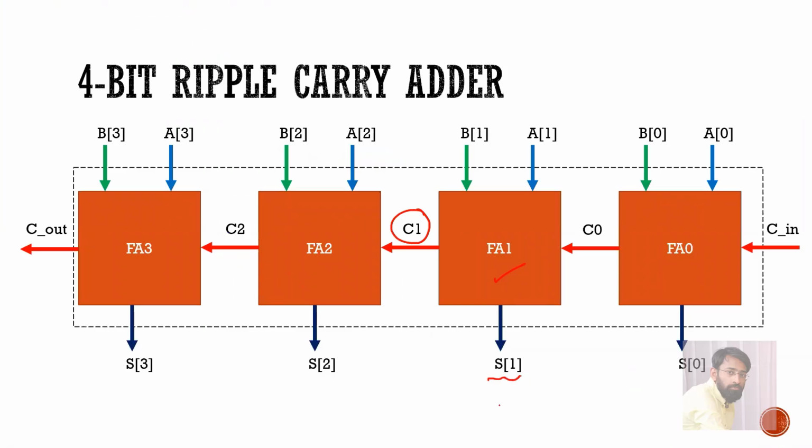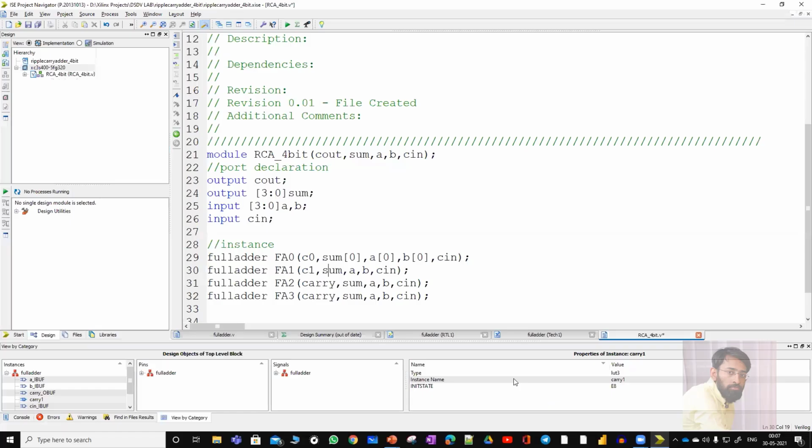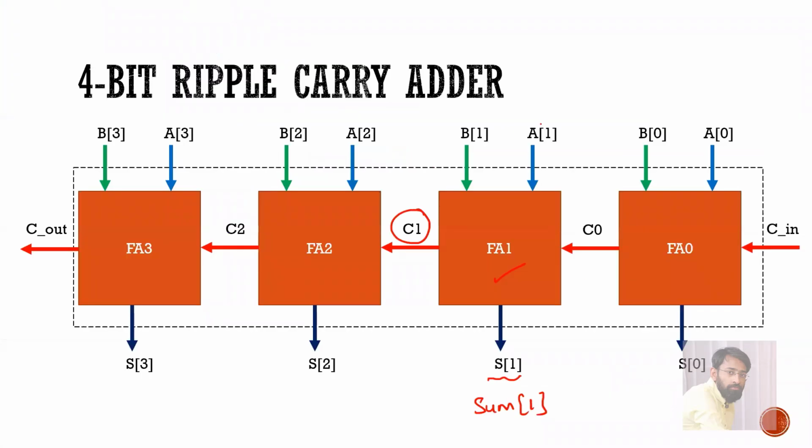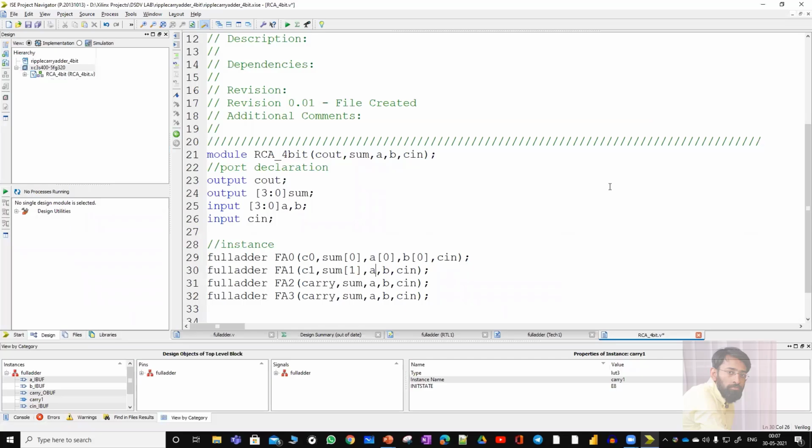Next, sum. Here sum is S of 1, which is nothing but sum 1. So this is sum 1. Check the inputs. So inputs are nothing but A1, B1, C0. So A1, this is B1 followed by C0. So C0.